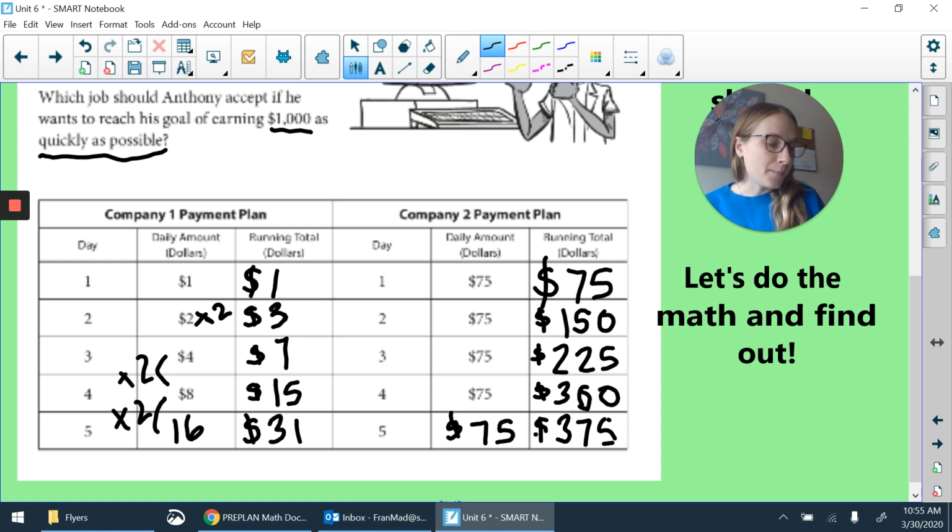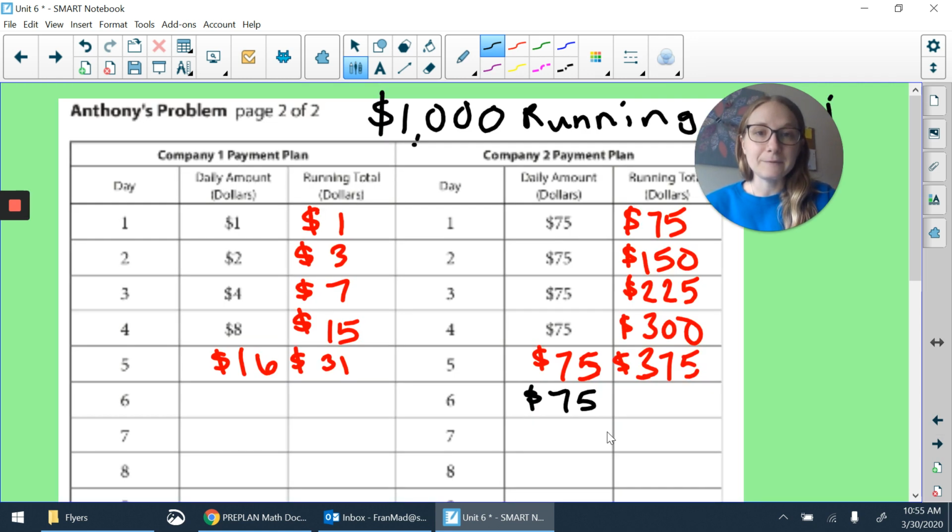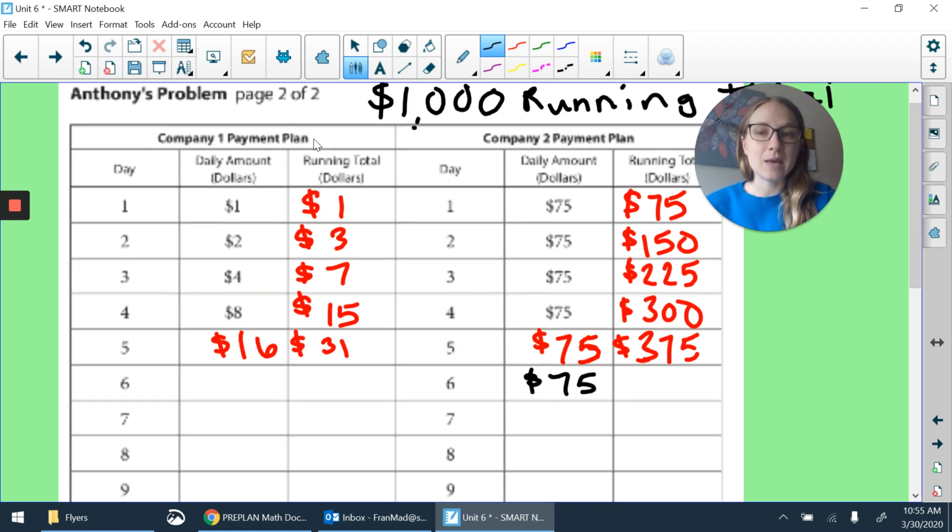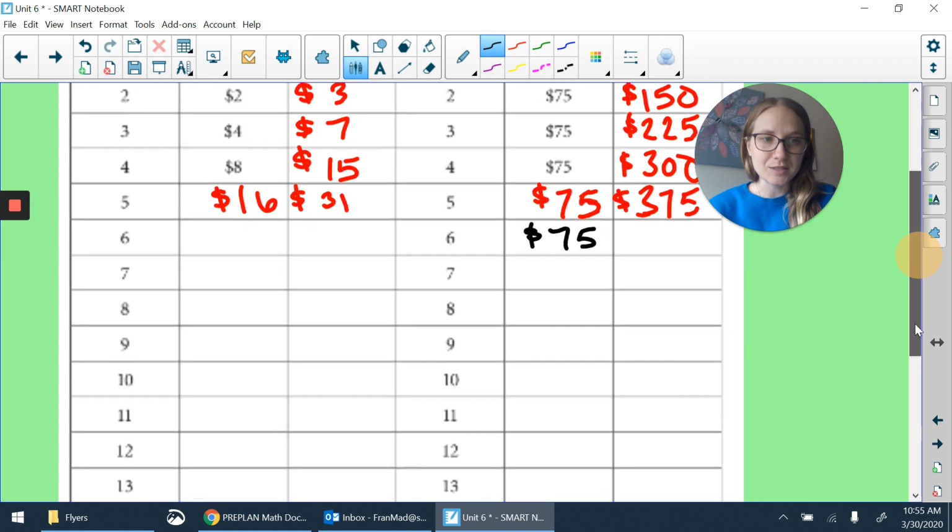So stick with me. But what you'll be doing is continuing to fill in both of these payment plan tables until you reach $1,000, okay? Keep in mind that you will likely reach $1,000 on a different day for company 1 than you'll reach $1,000 for company 2, right? So stop when you reach $1,000 in that running total for both jobs, and that's as far as you'll graph, okay? Because if he's going to stop working when he makes $1,000, we don't need to continue past that.